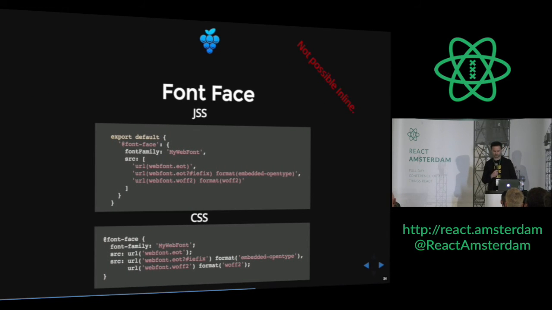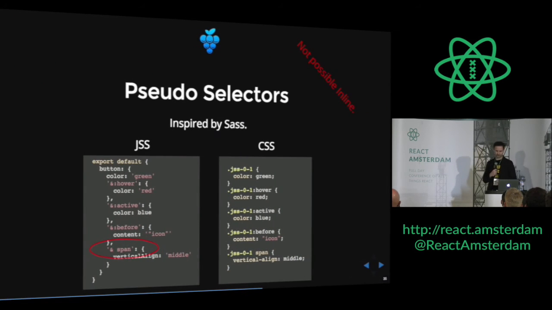Font faces, pretty much the same, very straightforward. Pseudo selectors. The syntax I use here is actually inspired by Sass. It's more or less exactly the same. And you see this ampersand character, and after that you can use any selector you want. It's not just hover and active or before, like things supported by Radium. It's anything you want to use. It's just what CSS can do.